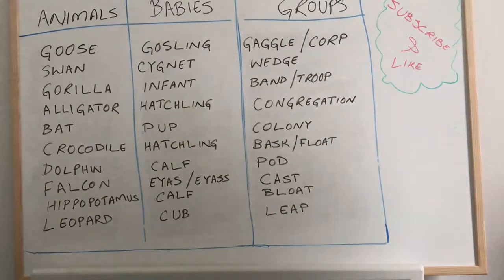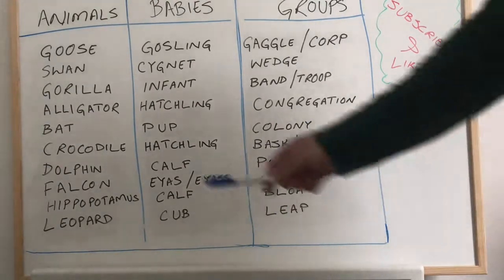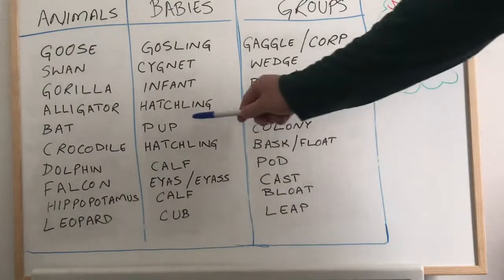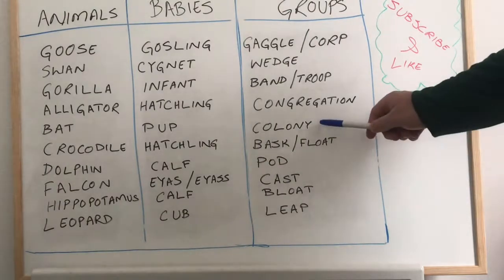Alligator. A baby alligator is called hatchling. And a group of alligators is called congregation. Bat. A baby bat is called pup. And a group of bats is called colony.